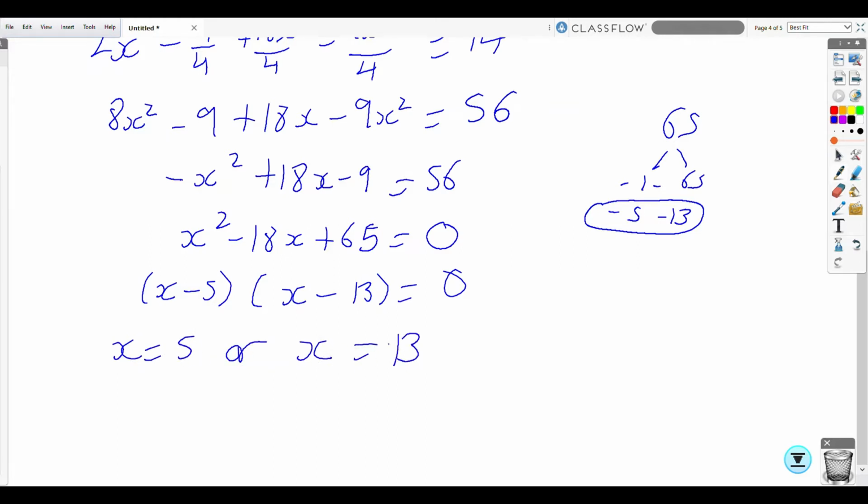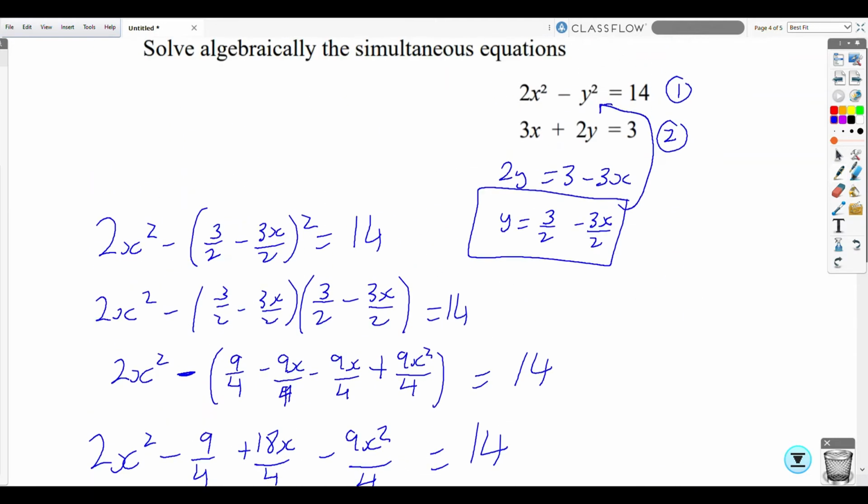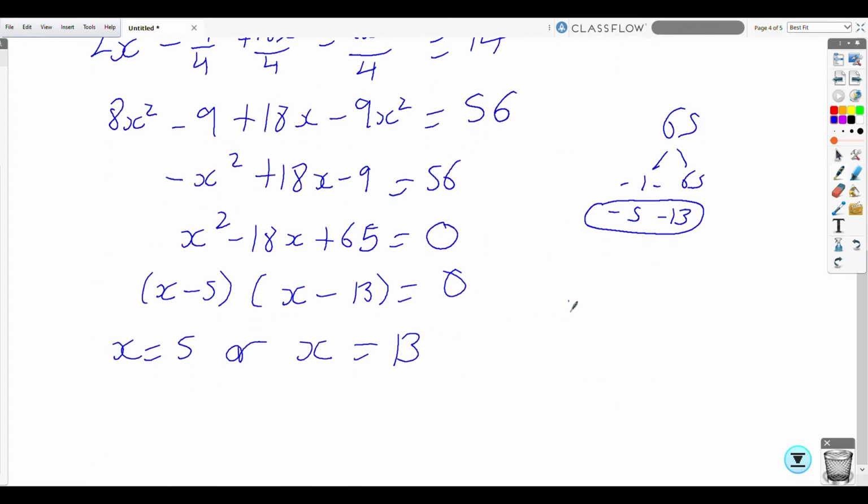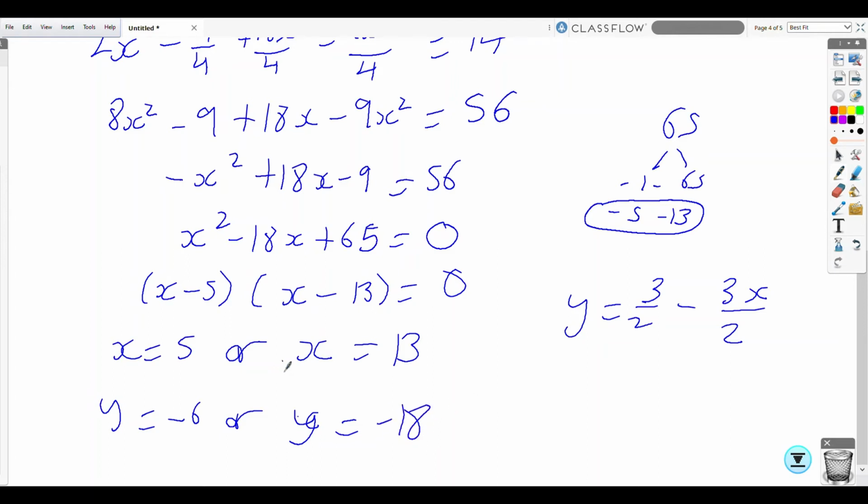And once again, we just need to find our original values of y. So our equation was 3 over 2 minus 3x over 2. So if we substitute 5 into that equation there, we'll get a value of minus 6. Then, if we substitute 13 into that equation there, we get minus 18. And those are my two solutions for x and y.